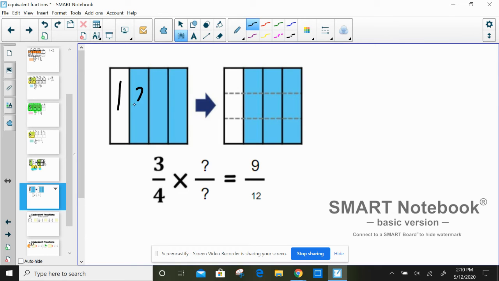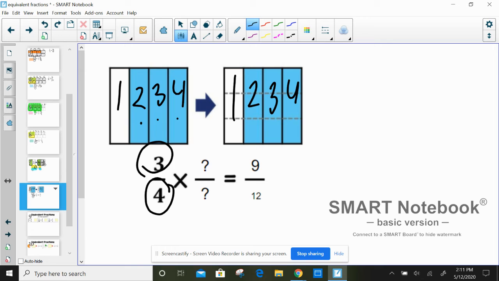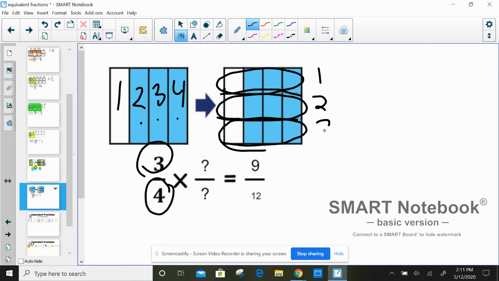So look, we have 1, 2, 3, 4 total pieces. 1, 2, 3 of them are shaded. It's the same shape we have over here, 4 pieces with 3 shaded. Okay? But we have these softer lines here creating 3 new groups. See that? 1, 2, 3.